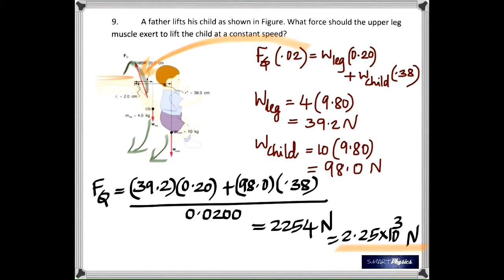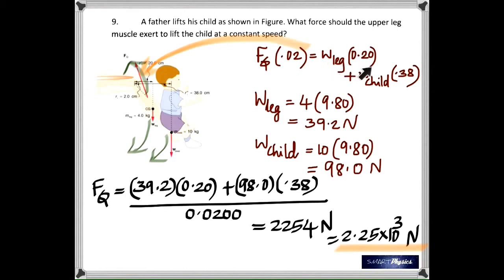That's why you have FQ times 0.02, because that's 2 centimeters. And that is the counterclockwise force, you see that. The counterclockwise force, and the distance is just 2 centimeters, and in meters it's 0.02, is equal to the two other torques.